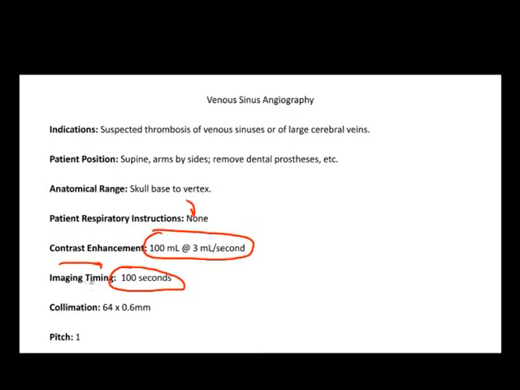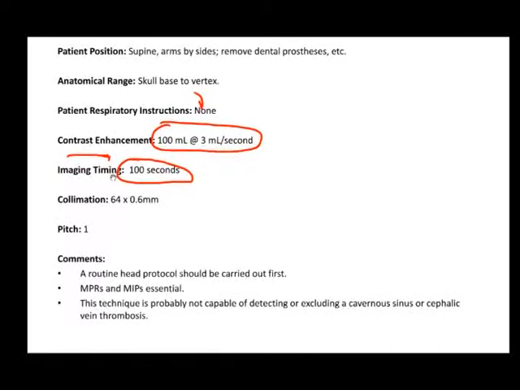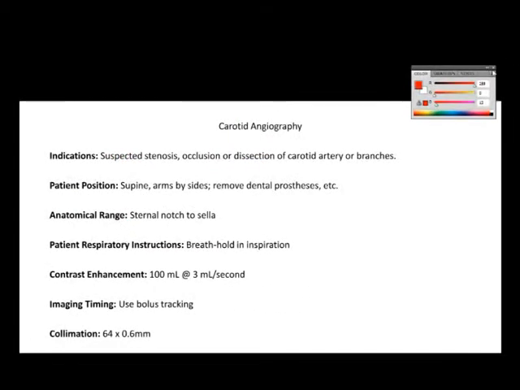And so basically, we're looking at how we can improve doing the carotid angiography. At the sternal notch you're going to get from the aortic arch up. Patient respiratory instructions is going to be a breath hold and inspiration. The reason for this is because the scan is going to go very rapid, and it's not going to be a very long breath hold at all. To best determine when to scan the patient, it relies on an enhancement of the contrast, and once it reaches a certain density, the computer tells the scanner to begin scanning.